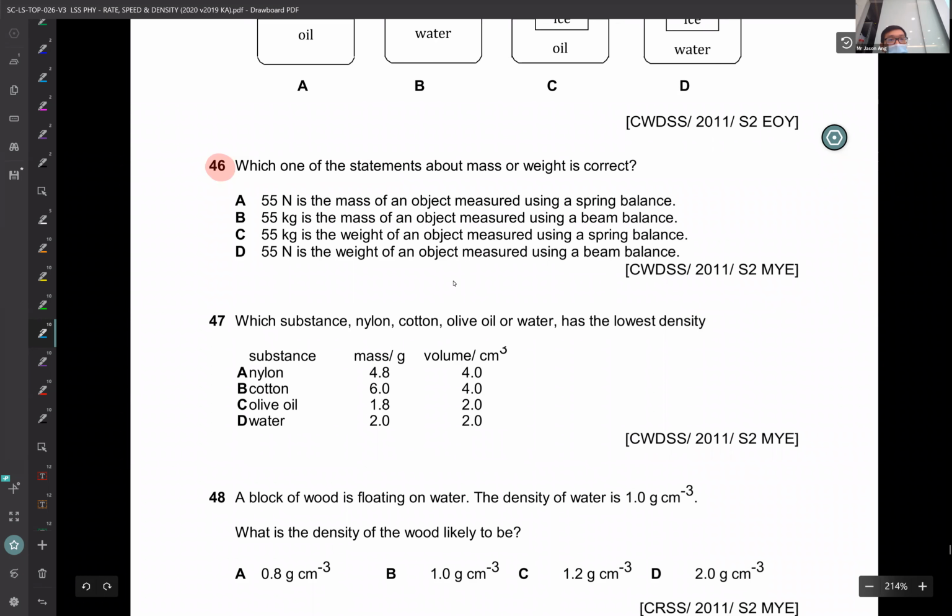45. So you must remember the difference between mass and weight. I mentioned that in my lesson as well. Weight can change because weight is dependent on gravity.